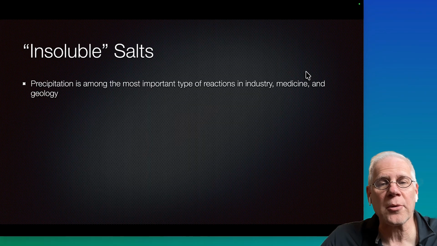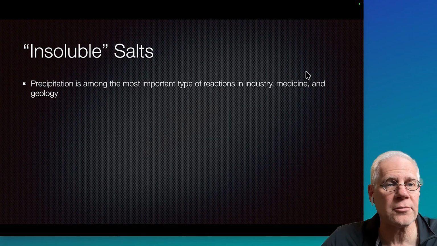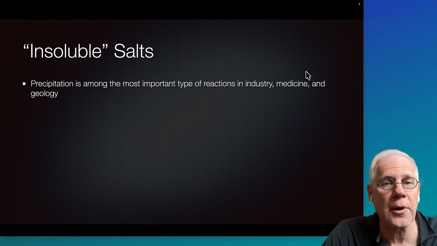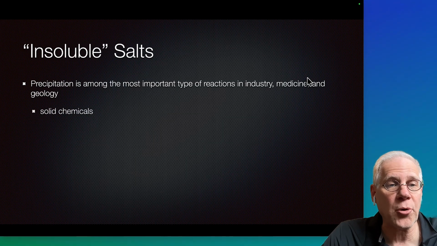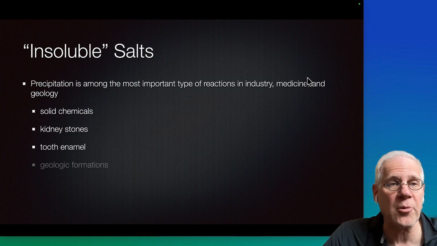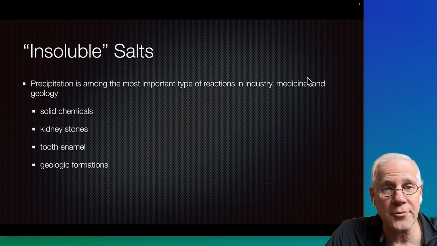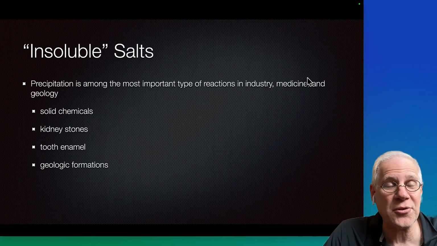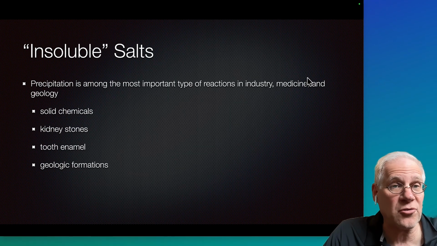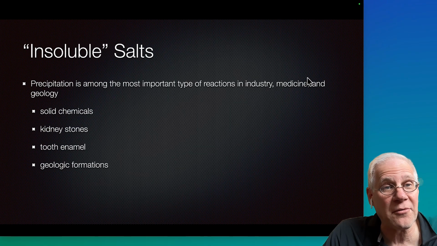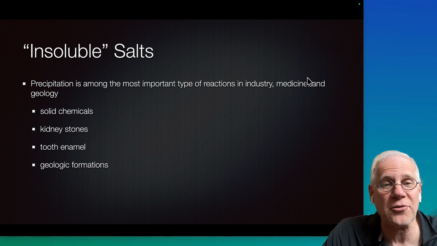Precipitation is probably one of the most important types of reactions, in industry, medicine, and geology. There are several fields where precipitation becomes important. Here we're dealing with solid chemicals. So things like kidney stones, where you don't want them to be insoluble. Tooth enamel, again, something that we don't want to be soluble. And geologic formations, where we concern ourselves with the disappearance of them due to solubility under certain conditions.